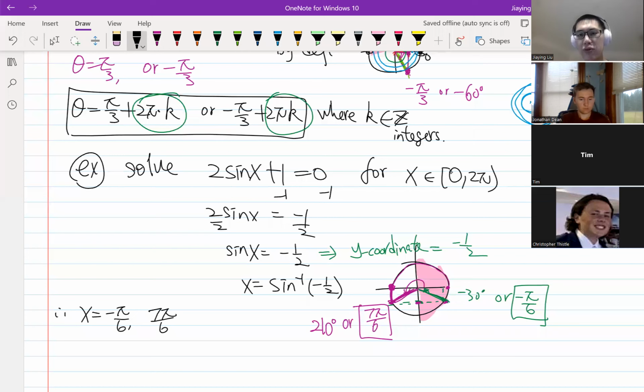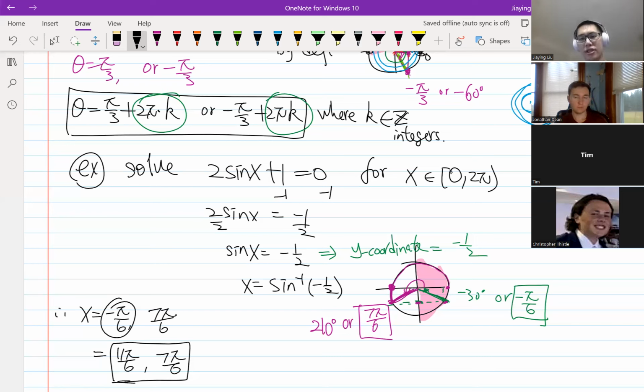But we have to be careful. We want the x's from 0 to 2 pi. So the -pi/6 is not in the interval given. We have to rewrite this using the positive angle. So -pi/6 is the same thing as 11 pi over 6. That will be the correct form to write the answer, even though -pi/6 does give us the angle in the fourth quadrant, it's not in the correct interval.